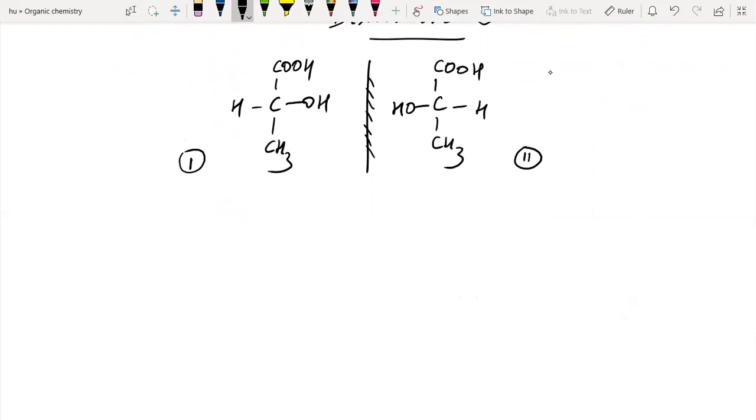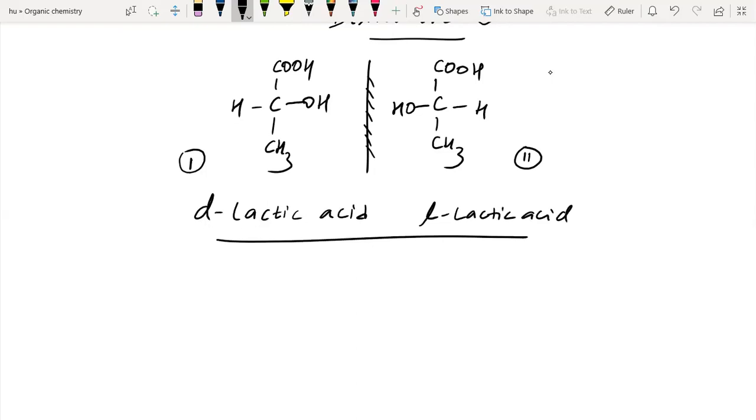So this is D-lactic acid, and the next is L-lactic acid. These two are called enantiomers. They are optical isomers. In this pair, number 1 and 2, if number 1 is dextro, the second will be levo. And about this only I was saying, if we take a mixture of both together, that is known as a racemic mixture, which is optically inactive.